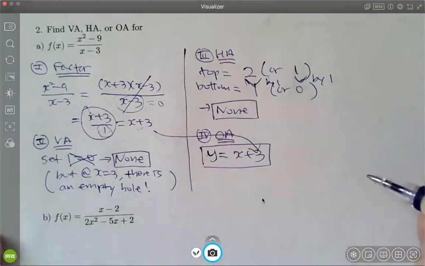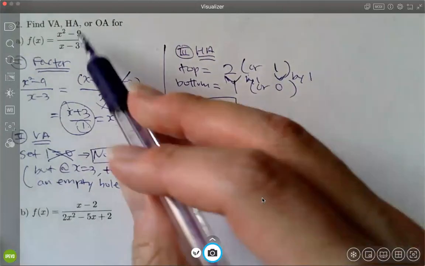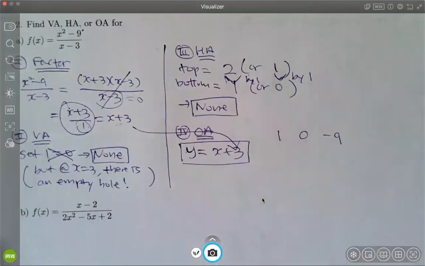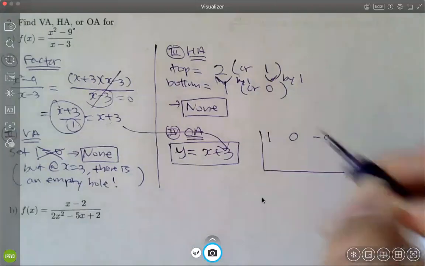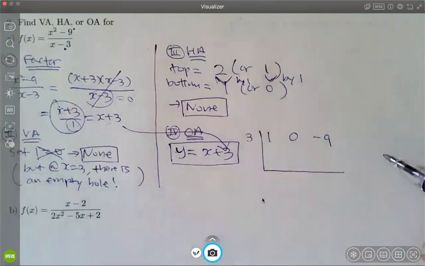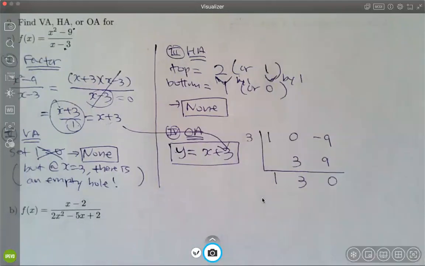So, you take the coefficients of the top, which is the dividend. What do you get? 1, 0, negative 9, right? And then the divisor, which is x minus 3, so you write 3 in front. So, 1, and then 3, 3, 9, and 0, right? That's the remainder, which we don't even look at. That's the quotient. Is that equal to x plus 3? Yeah.